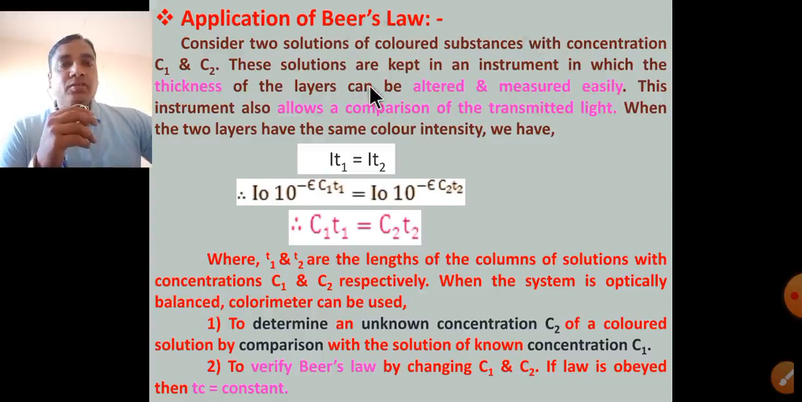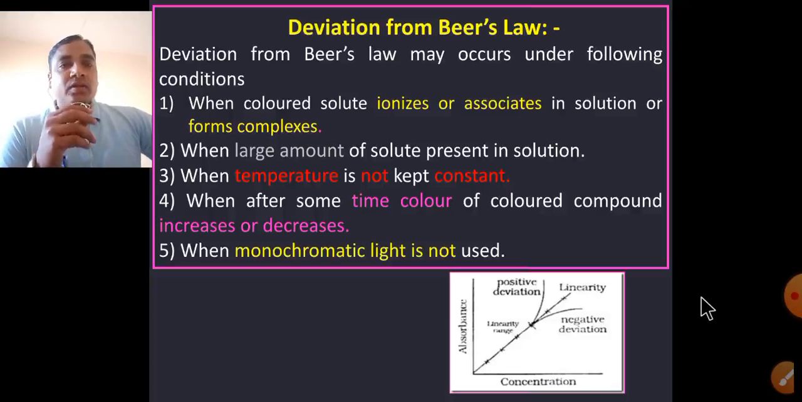Applications of Beer's law: these laws verify that when two different solutions change the values, they then obey Beer's law. Deviation from Beer's law: when the solution ionizes or associates, or the solution is larger or smaller, then the linearity is lost and the deviation is formed.